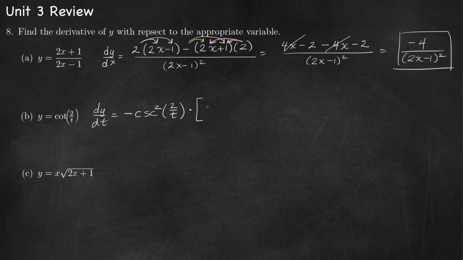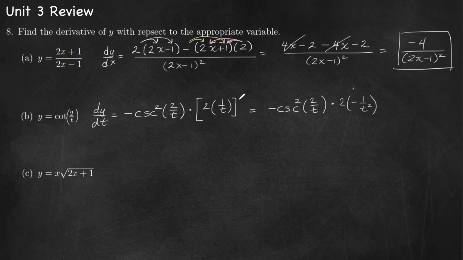We can think of 2 over t as 2 times 1 over t. We have to take that derivative. And the reason I'm writing it that way is because 1 over t is one of the functions I asked you to memorize. The derivative of 1 over t is negative 1 over t squared. So we have negative cosecant squared of 2 over t times 2 times negative 1 over t squared.